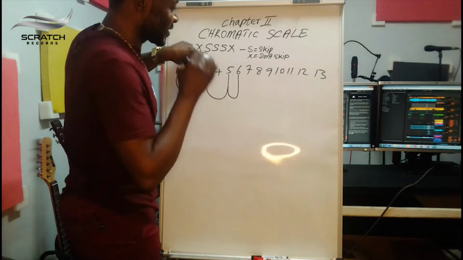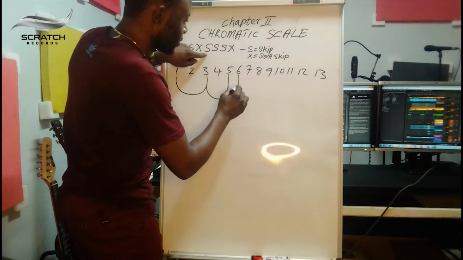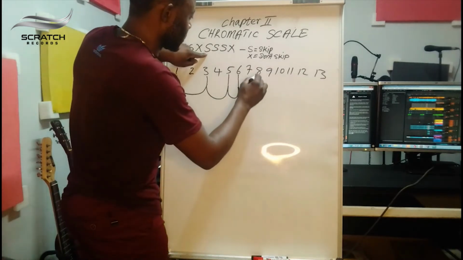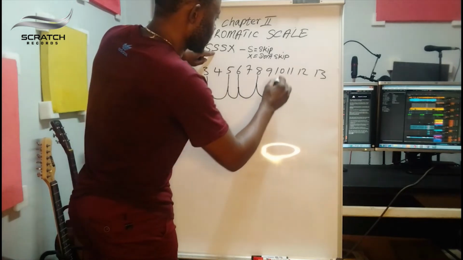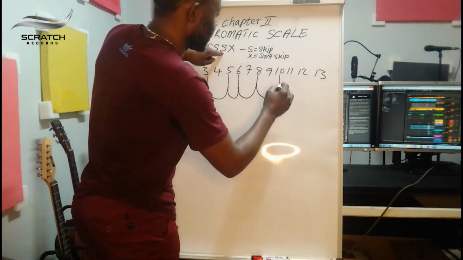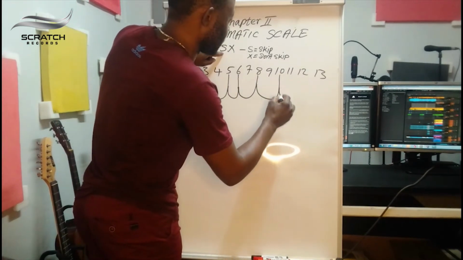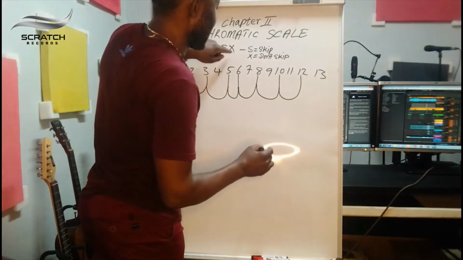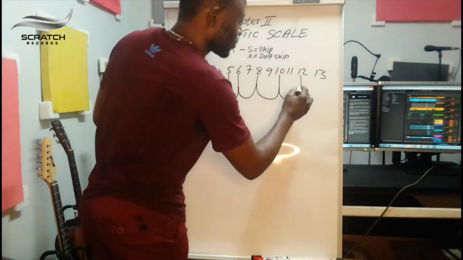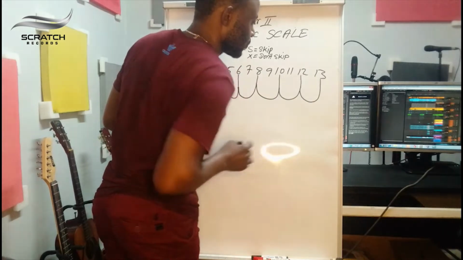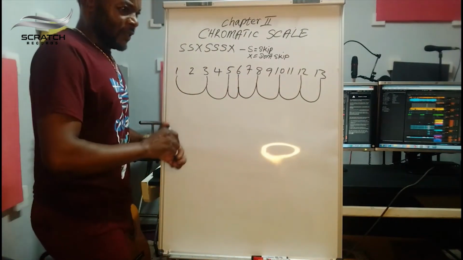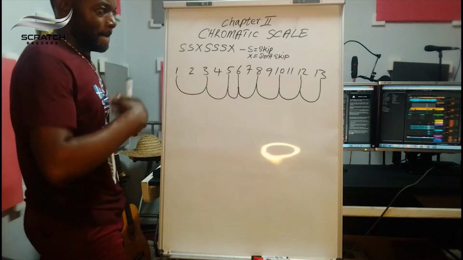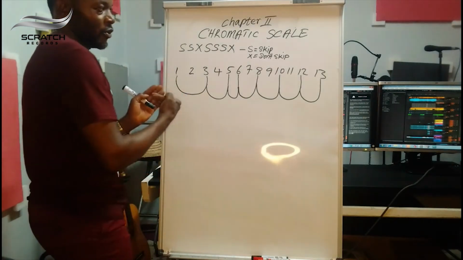The fourth is skip, so you skip from 6 to 8. The fifth, you skip again from 8 to 10. The sixth, you skip from 10 to 12. And the last is do not skip, from 12 to 13. All right. That's how they came about the formula.